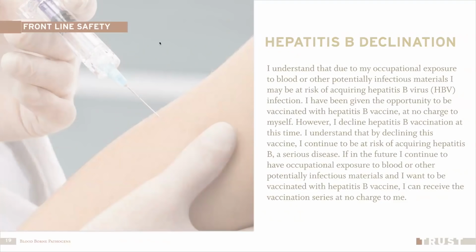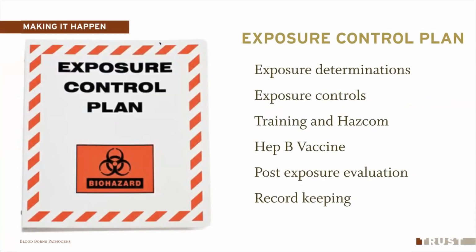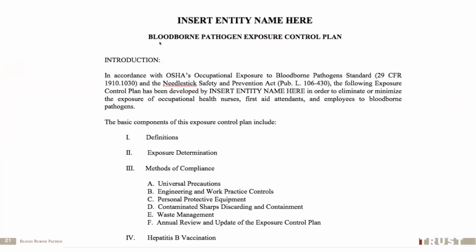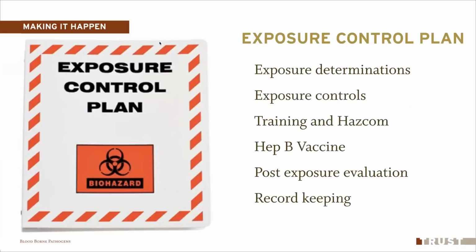So the exposure control plan. You can find many templates for this, but the OSHA website has one. If you go to osha.gov and type in bloodborne pathogens, you'll find a link that goes to their exposure control plan template. And this is a very simple way to put one in place. It guides you through. You can insert your information and set it up the way that you need it for your organization. But in that plan, there's a few things that have to be in there.